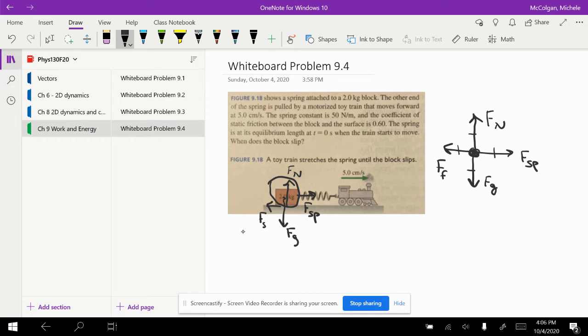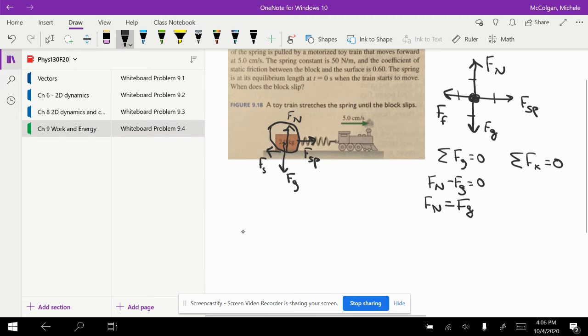So the sum of the forces in the y direction is equal to 0, and the sum of the forces in the x direction is equal to 0. They're balanced. If we look at the forces in the y direction, that gives us the information we need for the force of static friction. We've got the force of the normal minus Fg equals 0, so the force of the normal is equal to Fg. I just brought Fg to the other side of the equal sign. And we know that Fg is equal to mg, so the force of the normal is equal to mg.